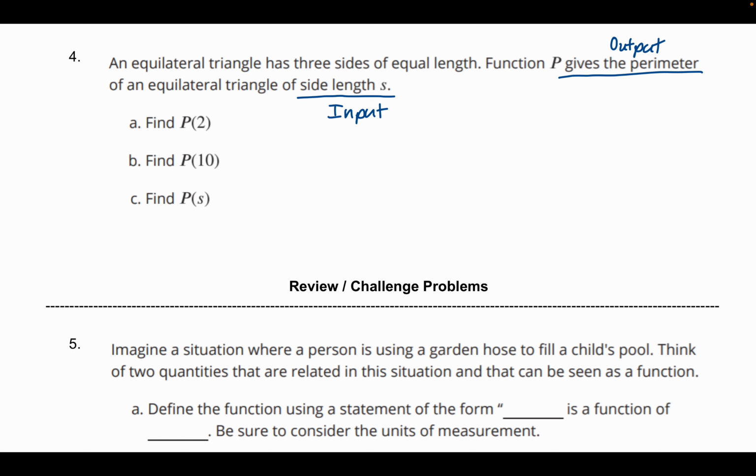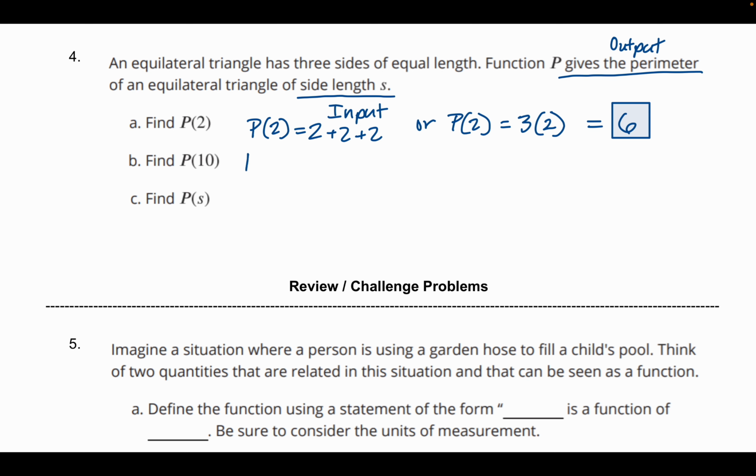So find p of 2. If I have 3 sides, this is kind of just like our square question from the front that had 4 equal sides. This has 3 equal sides. So you can either say that p of 2 is 2 plus 2 plus 2, or that it is 3 times 2. And both of those would give you 6. So for the first part, the output is 6.